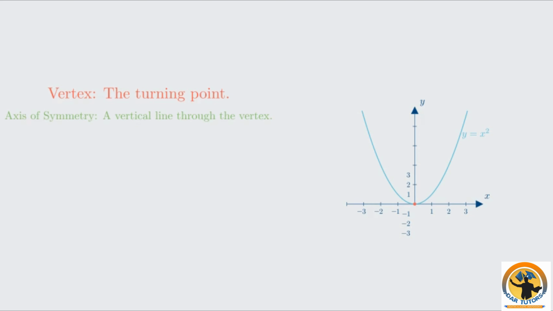Second, the axis of symmetry is the vertical line that passes through the vertex. It divides the parabola into two mirror image halves. For y equals x squared, the y-axis, or the line x equals 0, is the axis of symmetry. The y-intercept is simply where the graph crosses the y-axis.